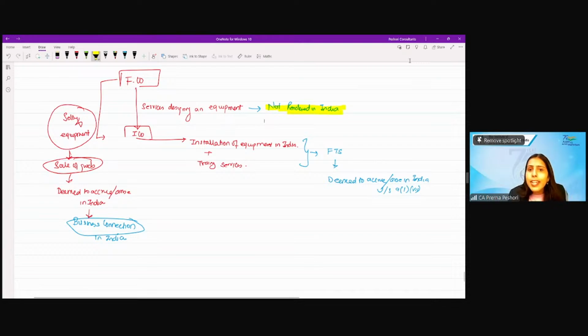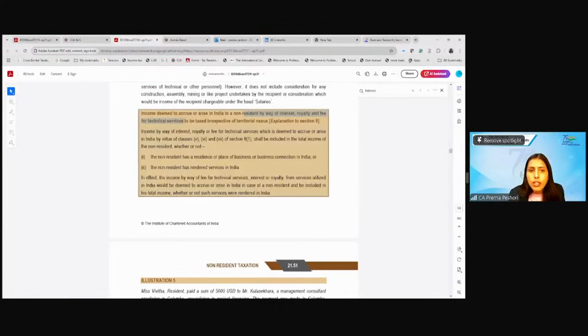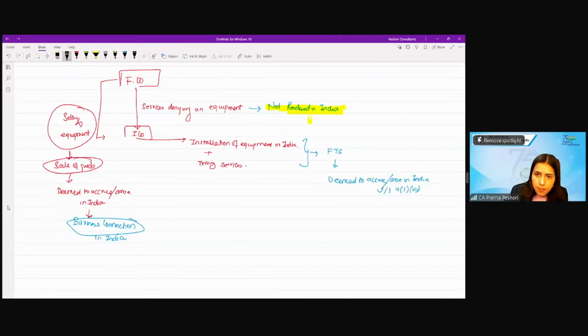To override that judgment of Supreme Court, this explanation was introduced to Section 9, which says that income will be deemed to accrue or arise in India irrespective of whether the services are rendered in India. So meaning just because the services are utilized in India, this will also be deemed to accrue or arise in India.